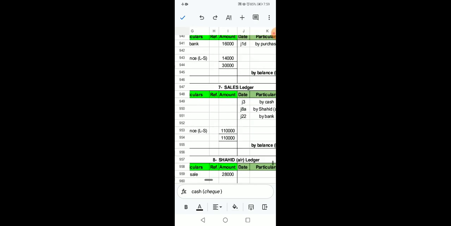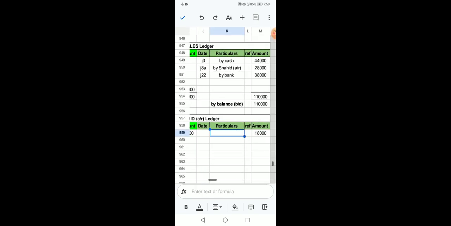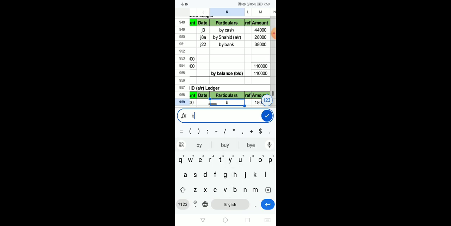That is cash. So you will be putting by cash over here, but actually it was a check. So it's better to write the reference as well. But it is totally dependent upon you. If you don't want to write, do not write. It would not be a mistake. So it was a check which was received from Shahid, 18,000.